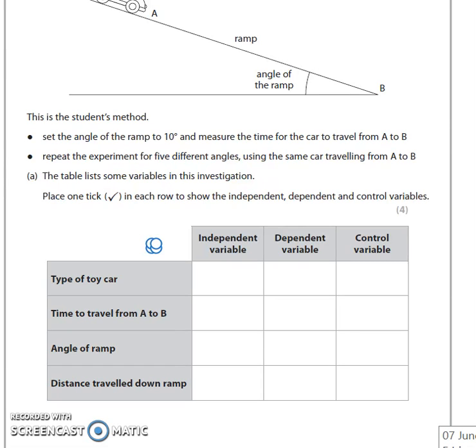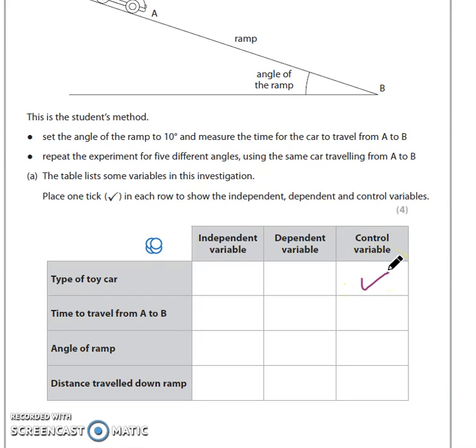Now then, the definition of each one of these: the independent variable is the thing that you changed. The dependent variable is the thing that you measure. And the control variable is the thing that you keep the same. In this experiment, we are using the same toy car each time. So we pop a tick in there.